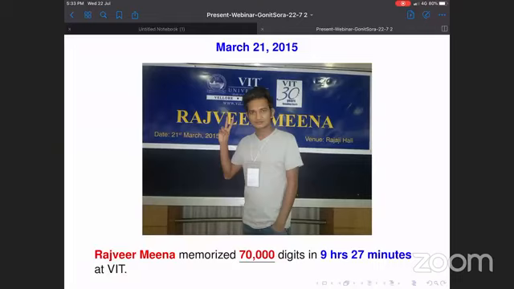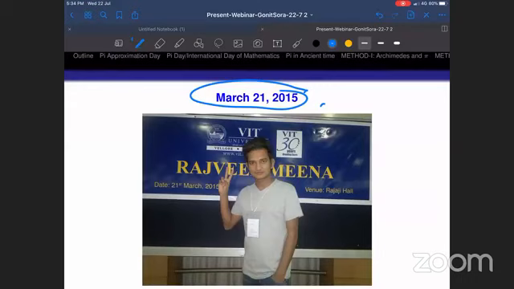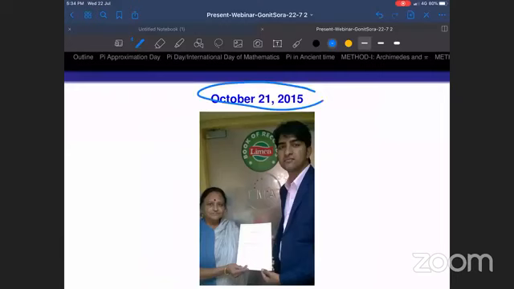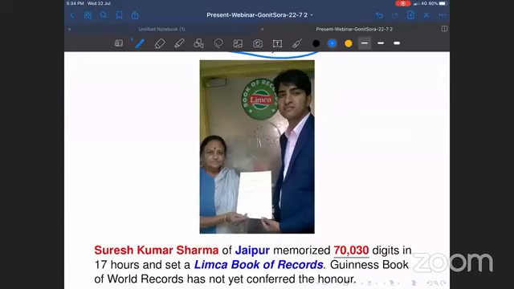He was a former student of VIT. He memorized 70,000 digits, and this is the current Guinness Book of World Records. But it will be replaced, so note the date here, March 21, 2015. It was broken in October 2015 by another Indian, Suresh Kumar Sharma of Jaipur. He memorized 70,030 digits and set a Limca Book of Records entry, but Guinness has not yet confirmed the owner. I think his name is in the list of the best pi memorizing people.